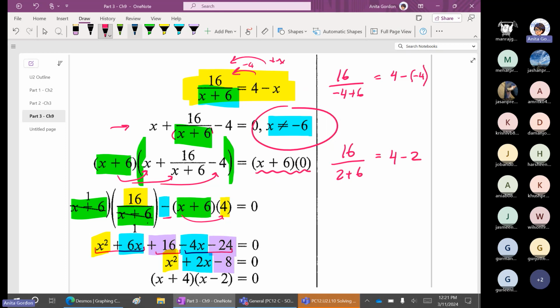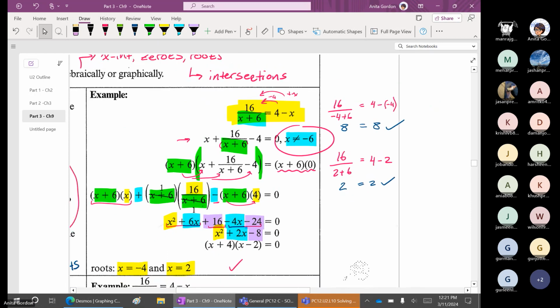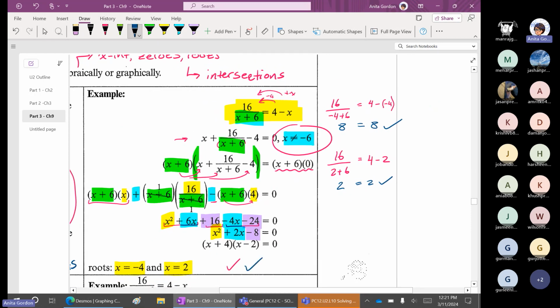So the bottom here is what? Negative 2. That gives me an 8. And this gives me an 8. Okay, so it passes that check. Bottom here is 8. 16 over 8 is 2. 2 passes that check. All right, we've done all of our steps. It passes the restriction and it passes the original equation. I have no extraneous roots and no violations. So both of these are valid.